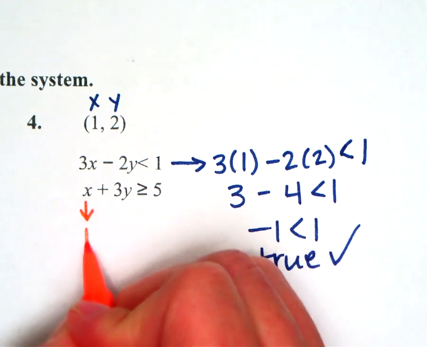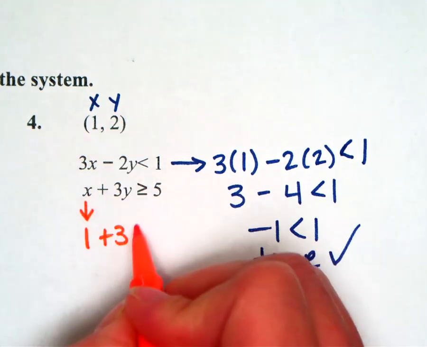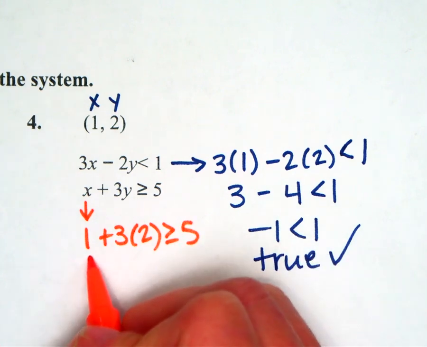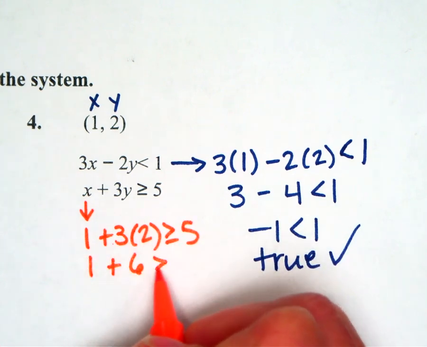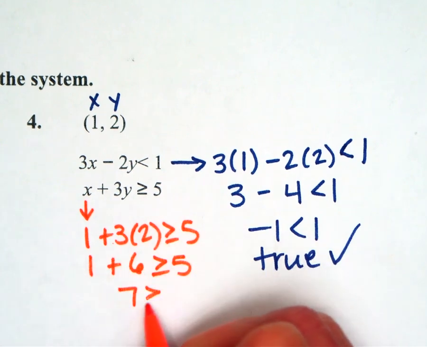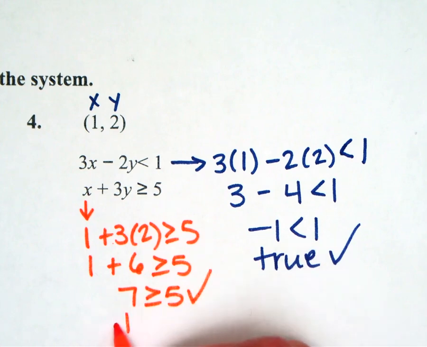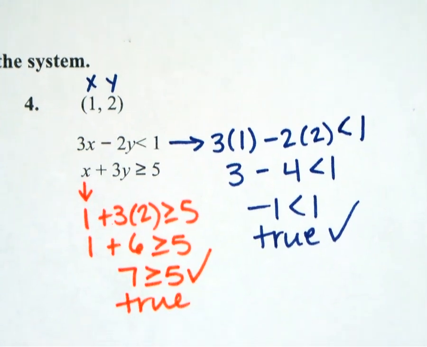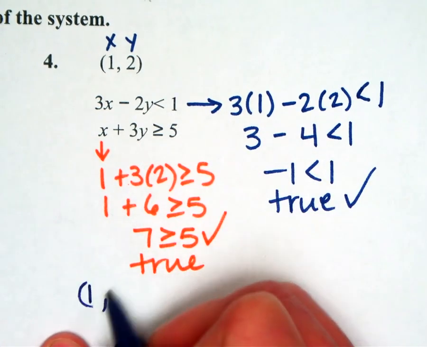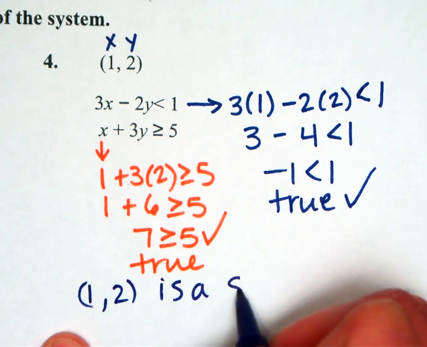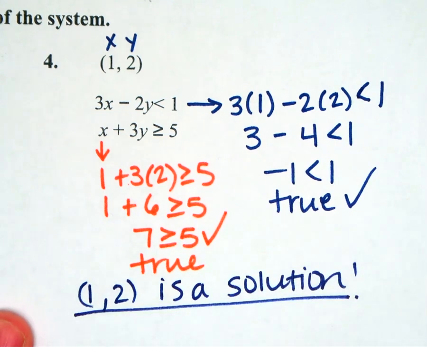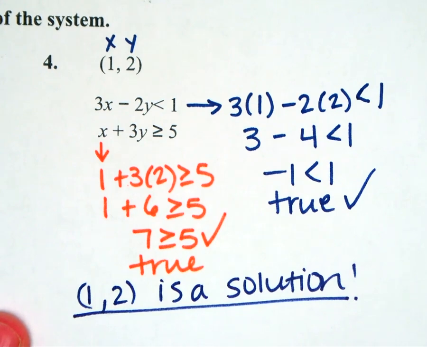So I'm going to substitute in 1 plus 3 times 2, greater than or equal to 5. Simplify. 1 plus 3 times 2 is 6, 1 plus 6 is 7. 7 is greater than or equal to 5. That is also a true statement. So when both inequalities are true for that point, 1, 2 is a solution. Now you're going to go ahead and practice on your own.